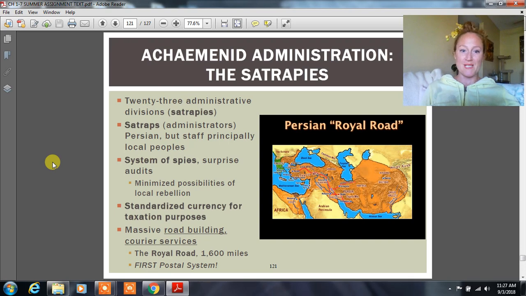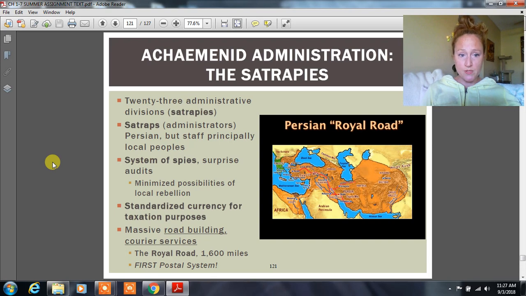And a satrap was the administrator of a satrapy. And a satrapy, kind of think of it as like a county or a large territory. And so essentially the entire Persian Empire was divided into 23 satrapies, where a satrap was in charge to basically maintain the local peoples.